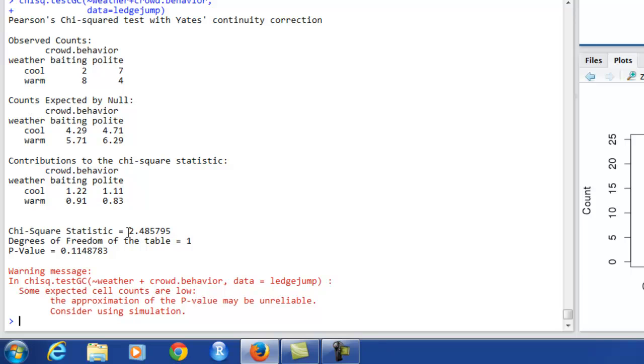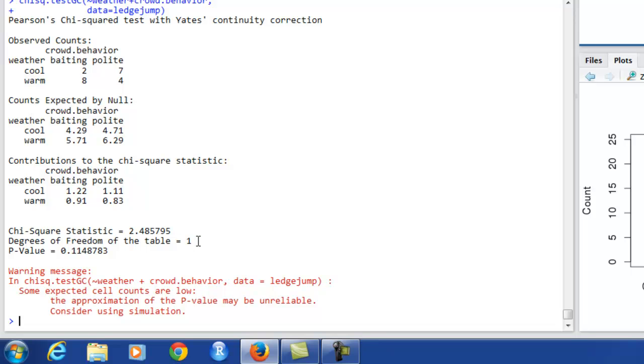Now, the chi-square statistic that we get is 2.48. You'll remember that when we applied the formula literally, we got a 4.07. When you apply Gates continuity correction, you're going to get a slightly different value than the one that you got when you apply the formula as it stands. These differences are not too important to worry about, and you can just take what chi-square.testgc gives to you.